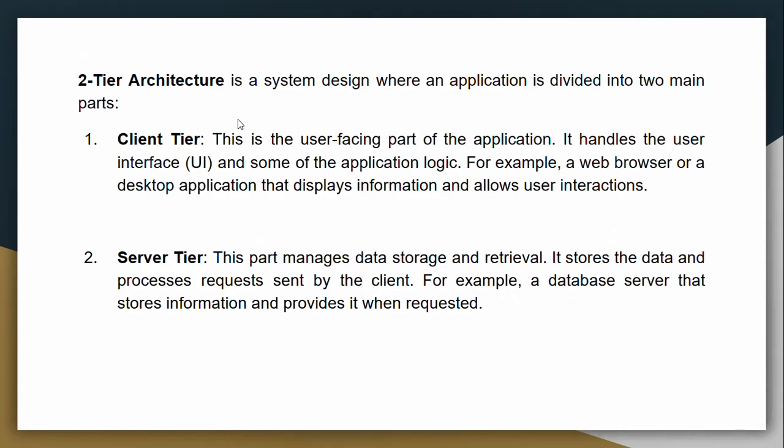Okay, you can see. The two-tier system is where the application is divided into two main parts. Yes, we divide into two main parts. One is the client tier, another one is the server tier. In the client tier, this is the user facing part of the application. User facing part of the application means, previously we discussed one concept, right? Student registration. Whatever form the student is able to see, we are going to call that the user facing part. It handles the user interface, UI, and some of the application logic.